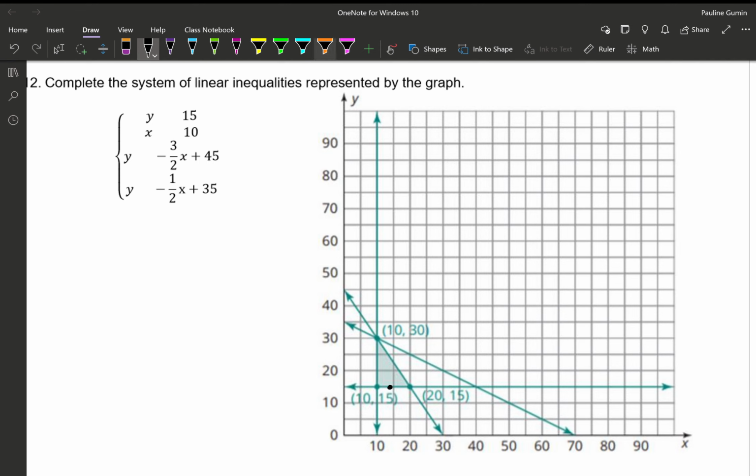And another way you can tell is the y-intercept 15. There it is. So we are talking about this solid line that is going straight across. Now it looks like we shade upwards, so y is greater than or equal to. Next we have our x line. Once again, that x line is vertical.